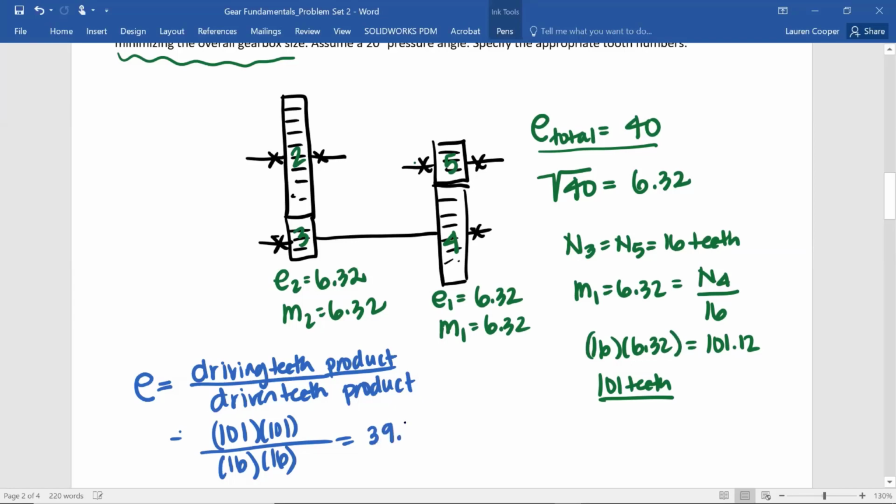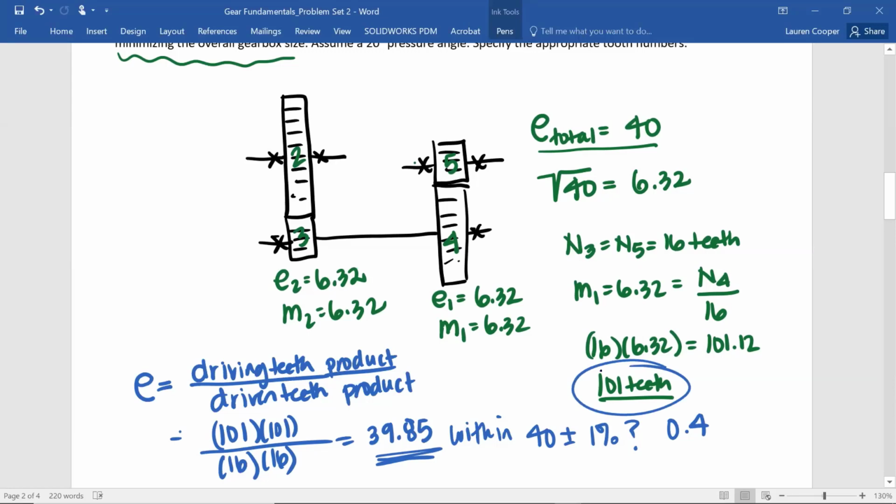We get 39.85. And is that within 40 plus or minus 1%? 1% of 40 is 0.4. So yes, this would work. So 101 teeth for N2 and N4, and 16 teeth for N3 and N5 would be the correct answer.